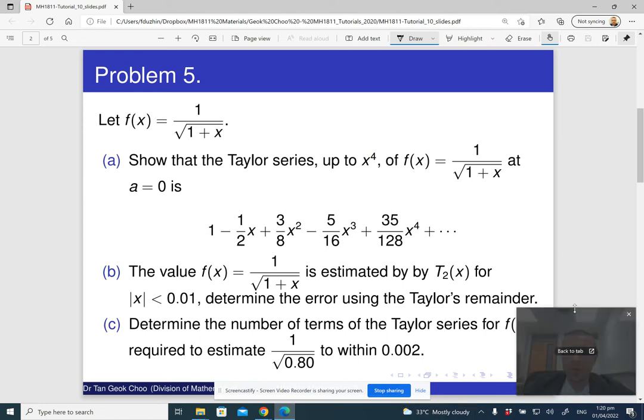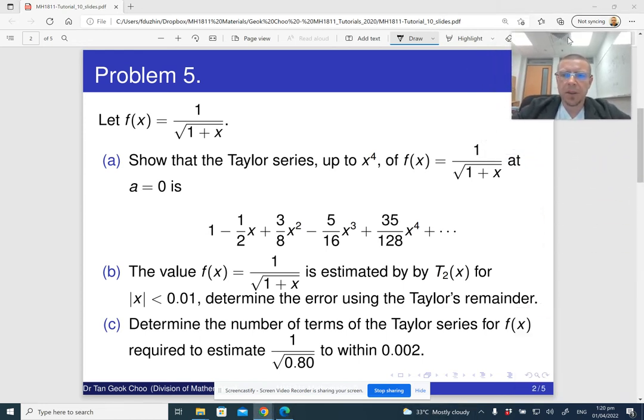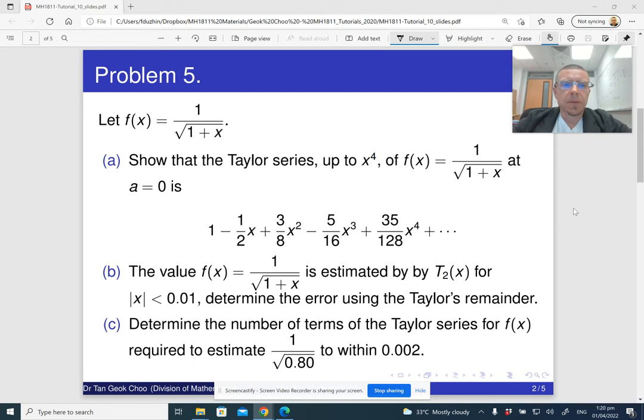All right, hi. Some students requested that I explain problem 5 from tutorial 10, right? So here is the problem. Here we have a function f of x, which is 1 over square root of 1 plus x. In other words, this is the same as 1 plus x raised to the power negative 1 half. And we have three problems.